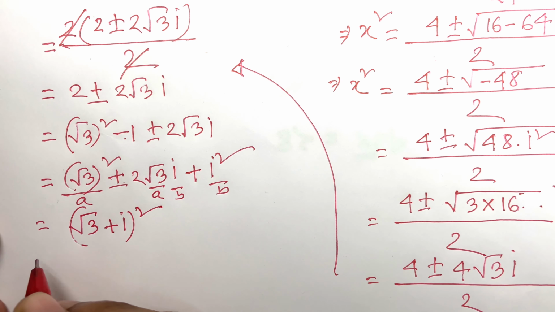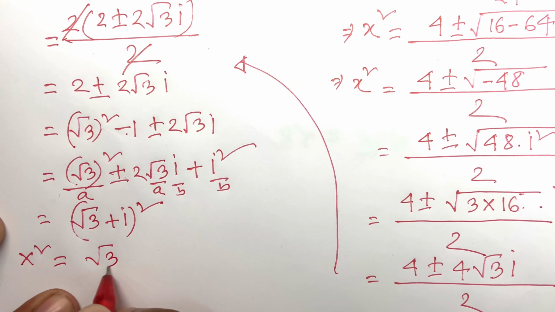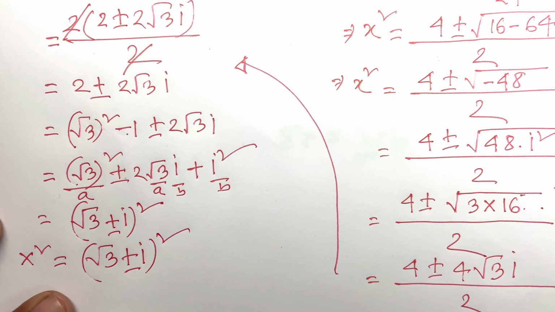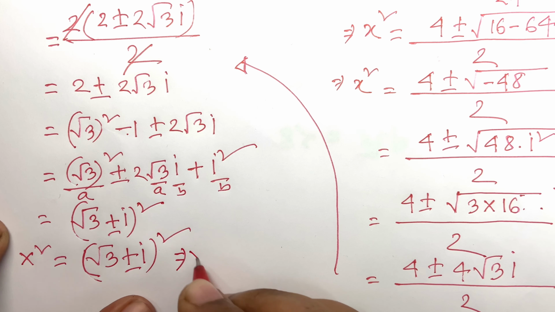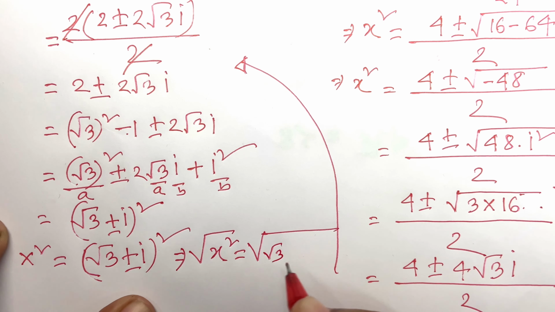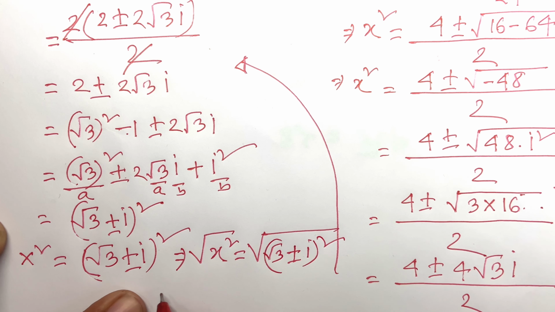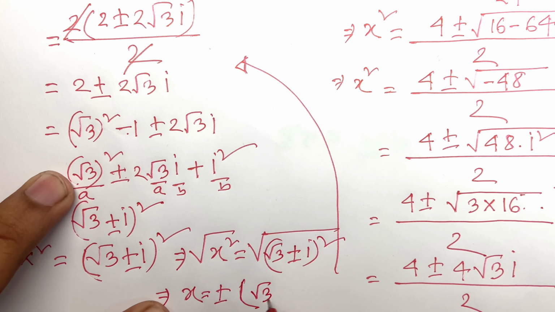So I find out x square equal to square root 3 plus minus i whole square. Now I can say easily here is a square, so it is square. So now square root of x square equals square root of root 3 plus minus i whole square. So the square root is cancelled. So now I can say x equal to plus minus root 3 plus minus i.